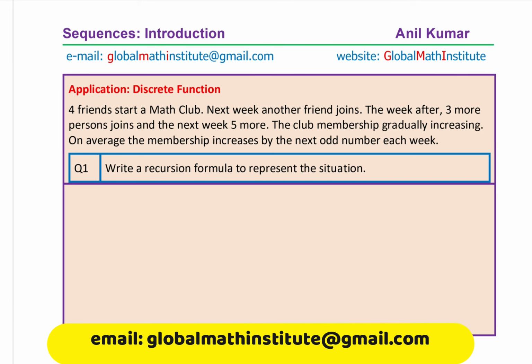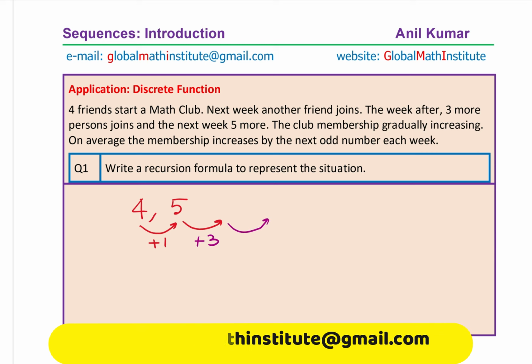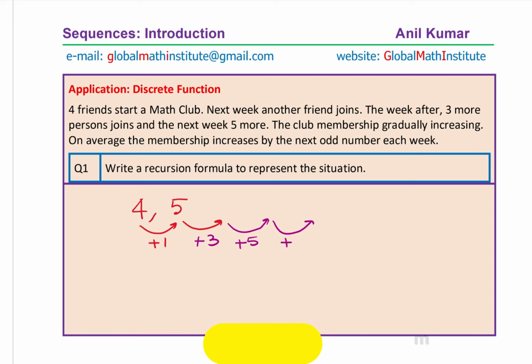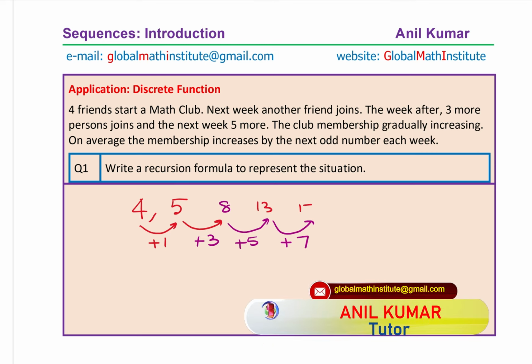Just as I was saying, in the given situation, the club starts with 4 persons and then we have 1 more and it becomes 5. So this is with an increment of 1, so plus 1, correct? And then we have plus 3, and then plus 5, and so on. So every time an odd number is being added. That's the beauty of it. So 5 plus 3, 8, 8 plus 5, 13, 13 plus 7, 20. So that is how it is growing.